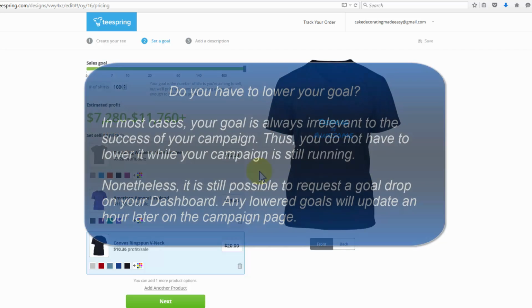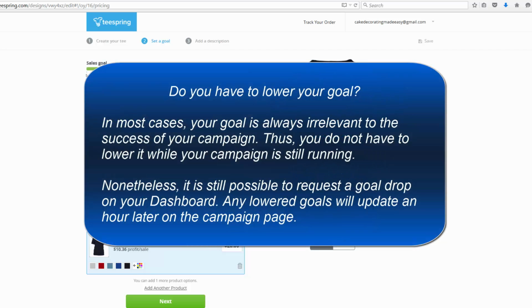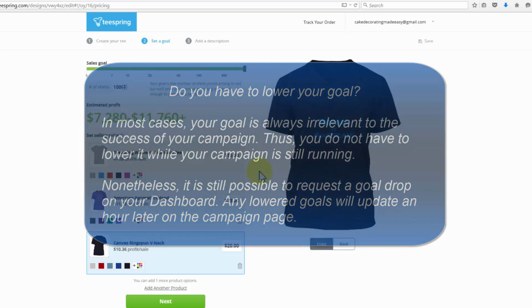Do you have to lower your goal? In most cases, your goal is always irrelevant to the success of your campaign. Thus, you do not have to lower it while your campaign is still running. Nonetheless, it is possible to request a goal drop on your dashboard. Any lowered goals will update an hour later on the campaign page.